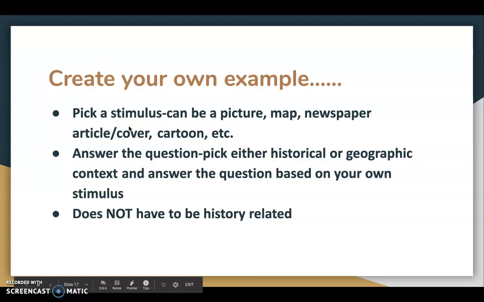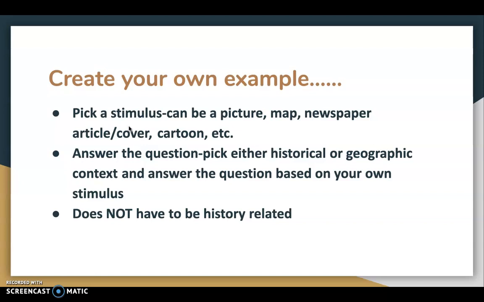Okay, so at this point, you've done several examples of both historical and geographic context with your teacher. And hopefully now you have a good grasp of what the question is asking you. So now you're going to create your own example of the first part of this CRQ. So you're going to pick a stimulus. It can be a picture from your own life or a picture you find online, a map, a newspaper article, a newspaper cover, a cartoon, political cartoon, anything really that you want to use that's appropriate. And you're going to answer the question. You will either pick historical or geographic context, not both, and answer the question based on your own stimulus.